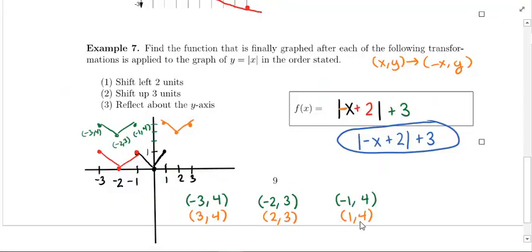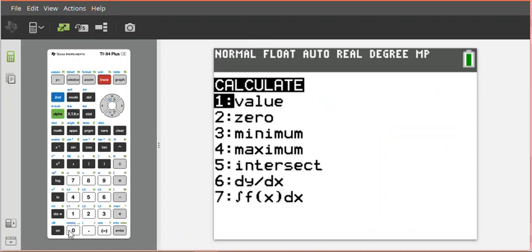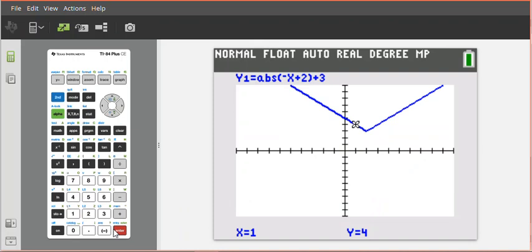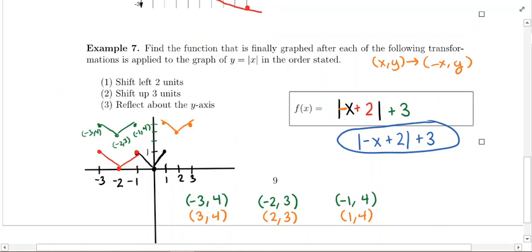And then lastly, I'll check for the third point, 1, 4. Is it on there? Again, second calculate, option 1, what's going on at x equals 1? Hit enter. We get a y value of 4. So you can see the point 1, 4 is on the graph here. It looks like we are indeed correct. This equation, the absolute value of negative x plus 2, close absolute value, plus 3, gives us the graph of the absolute value function with these three specific transformations applied in this order.